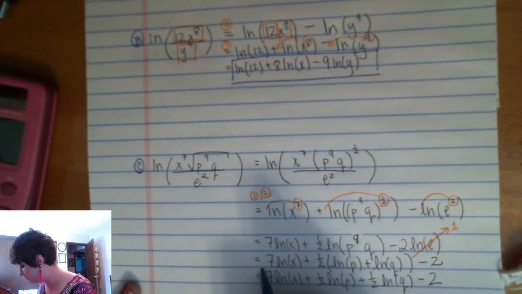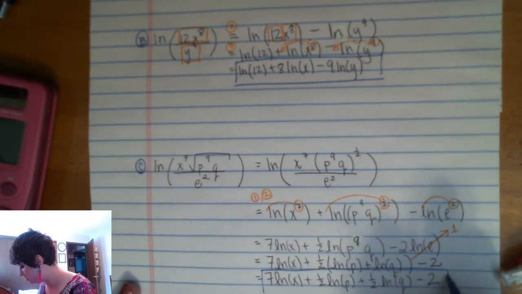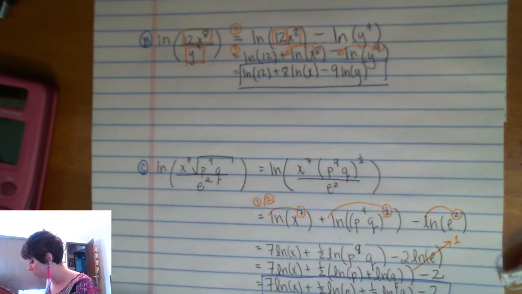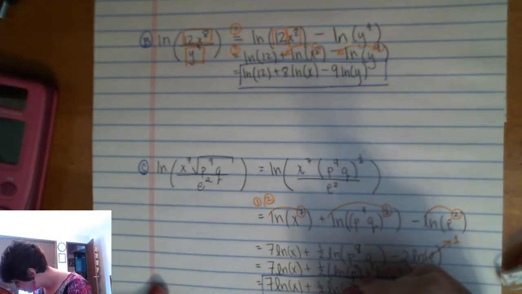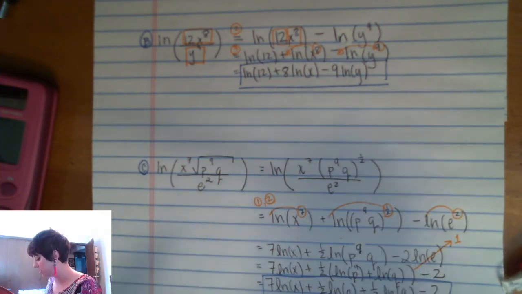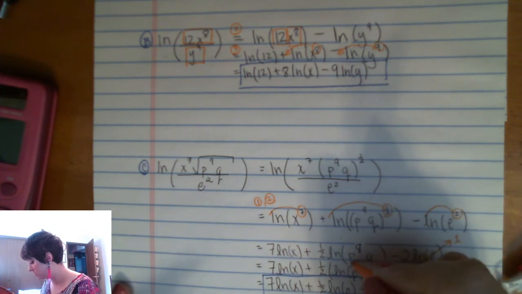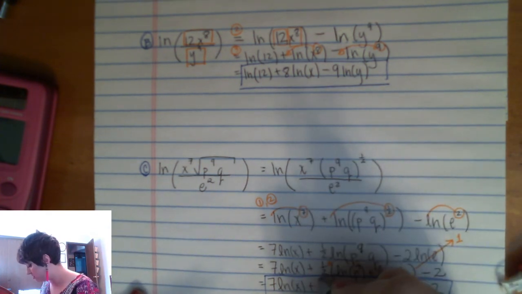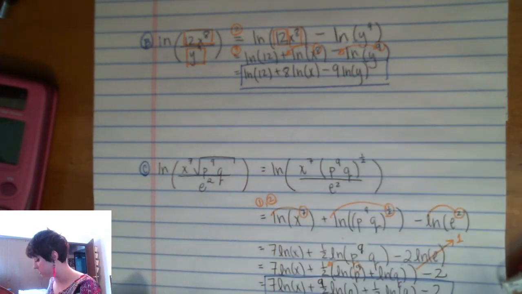Now, if you had wanted to, oh, I forgot my 9. Whoops. All right, I forgot my 9 on my p. That comes to the front for that one. So this is actually 9/2 log p plus 1/2 log q.